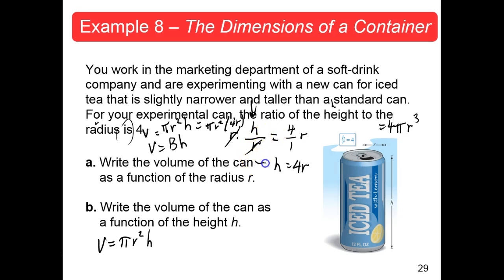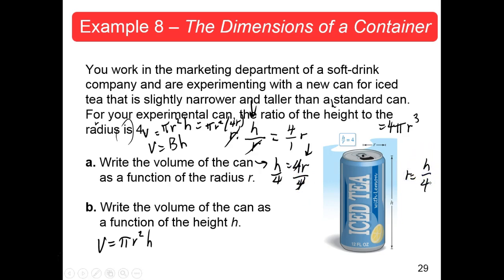Let's go back to this one since it's almost there. If we can get R as a function of H, we can plug that in, and we'll have our volume as a function of H. And how can we get R as a function of H? Solve for R. Divide by 4. Now the 4's go out. So this gives us R is equal to H over 4.